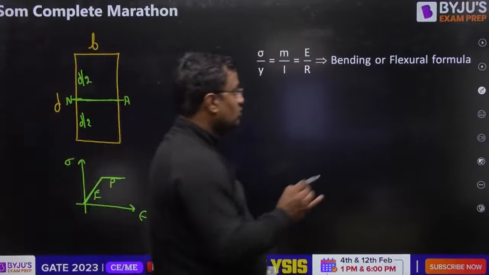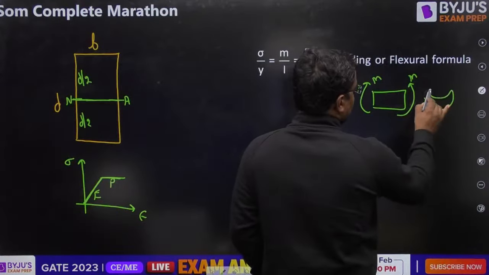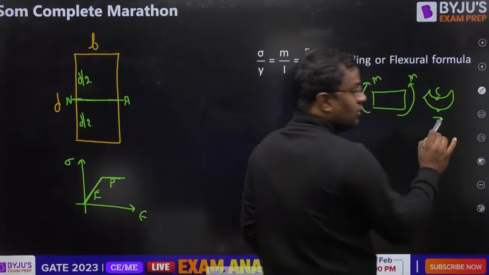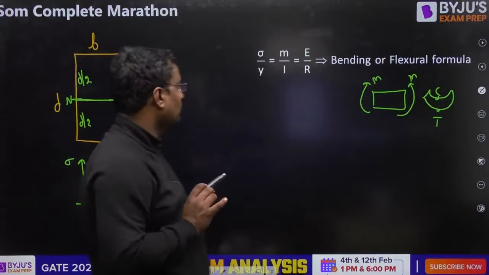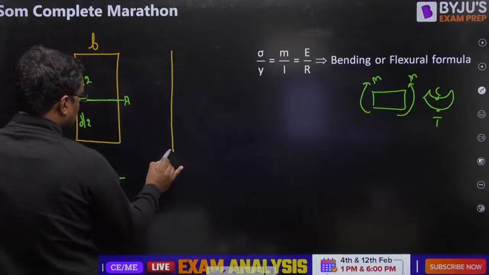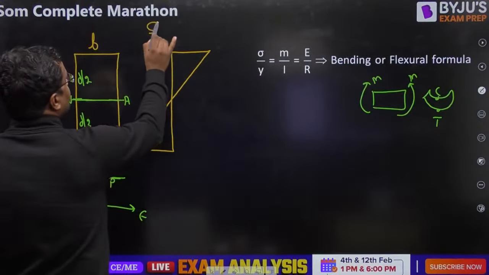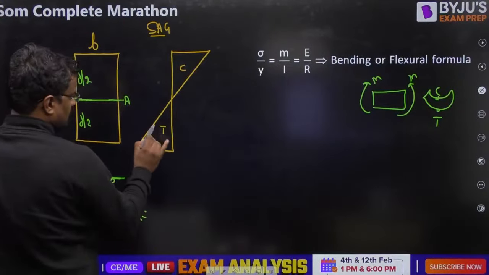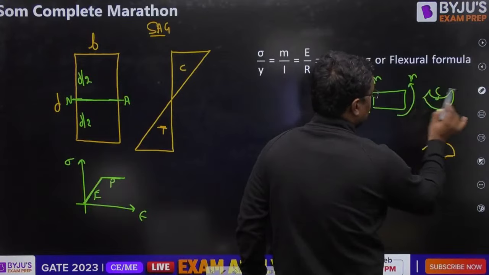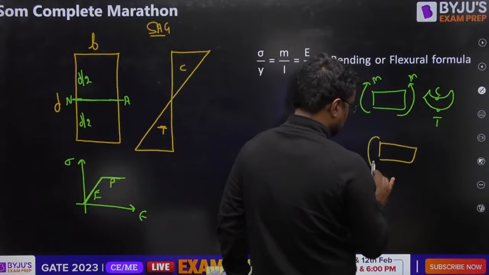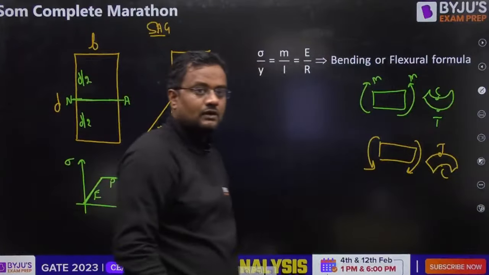Now, suppose this is the beam. Due to application of moment, compression and tension come here. For hogging, tension can be at the top also. See here, these are the bending stresses. For sagging, compression is here and tension is here. For hogging, it is vice versa: tension here and compression here.